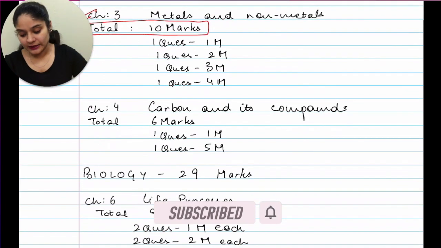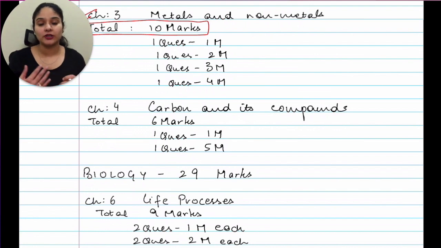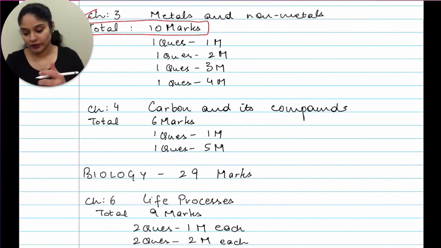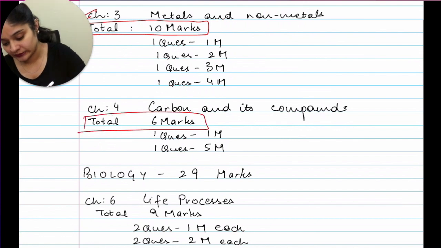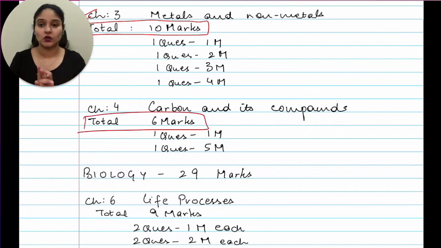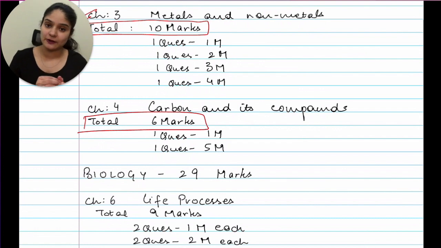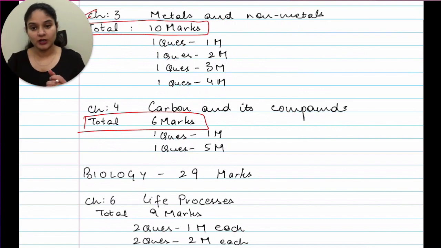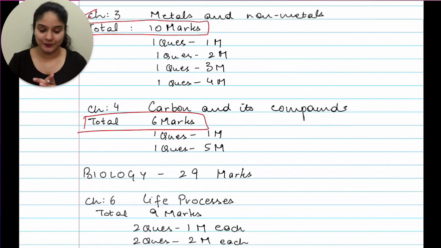Now moving on to chapter 4, that is organic chemistry, or as your book says, carbon and its compounds. This is going to come for about 6 marks. The syllabus has been reduced, so the total portion that's coming from this chapter is less compared to before. So you're going to get 6 marks this year.